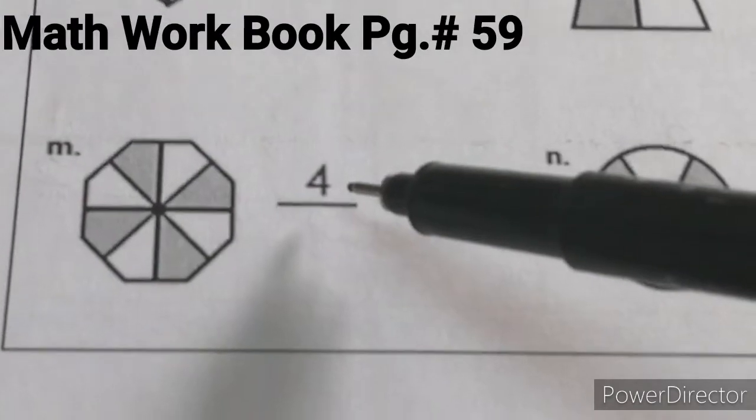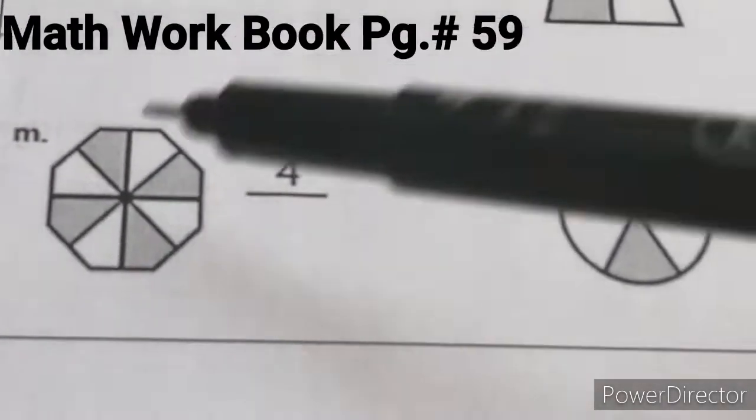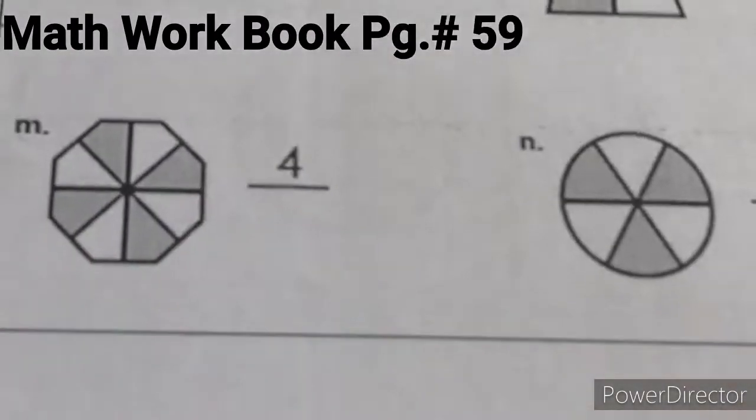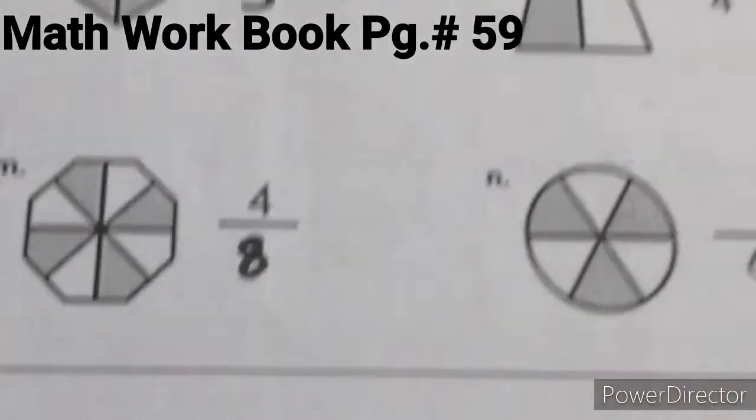In this they have given the numerator. 1, 2, 3, 4 are shaded. Now let's see how many parts we have in total. 1, 2, 3, 4, 5, 6, 7, 8. So the total will come in the denominator. 4 by 8.